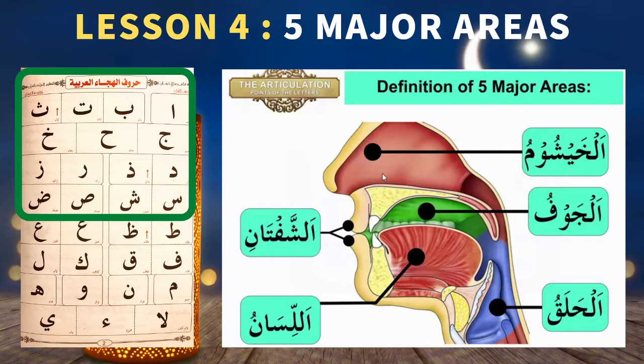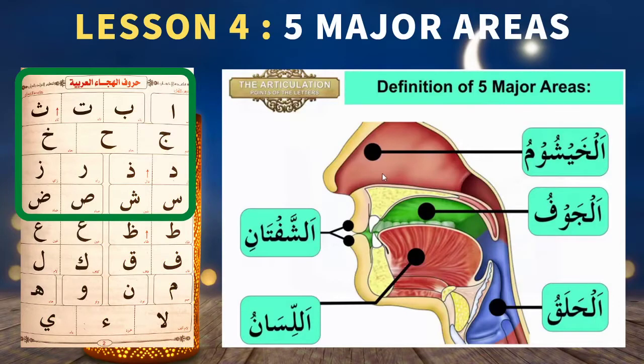Al-khayshum. And then after that, let's look to the left, is ash-shafatan, the lips. Right here. We're going to cover the khayshum and the shafatan, the lips. Then we're going to work our way in, all the way to the throat, and maybe with the jof, we're going to come back out, making a sound.